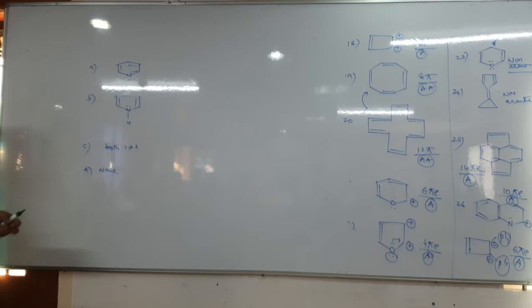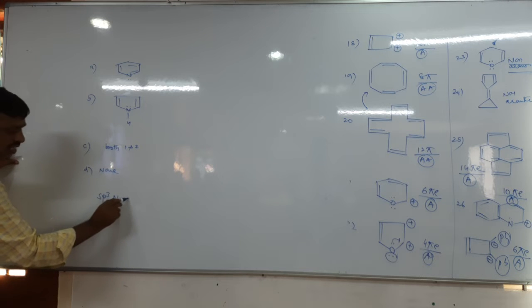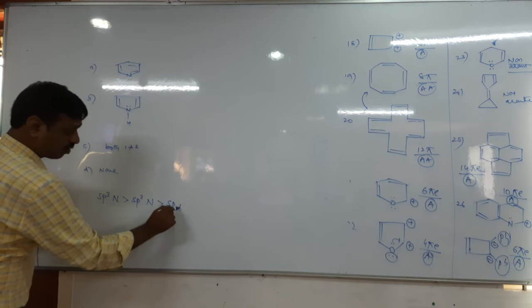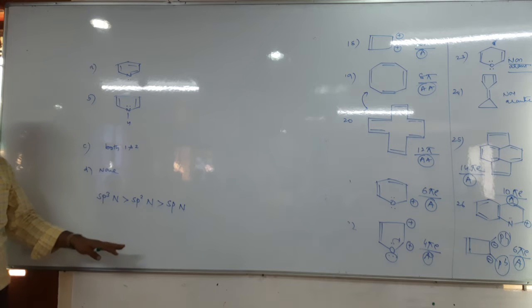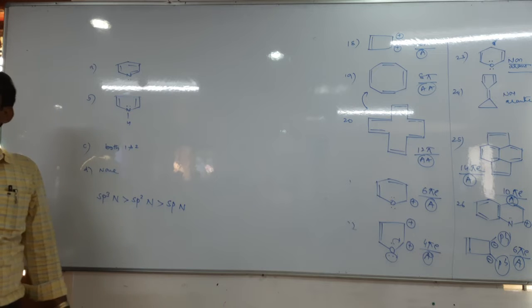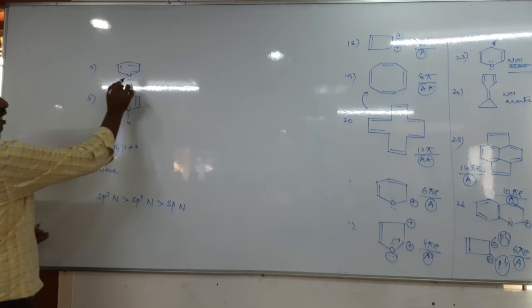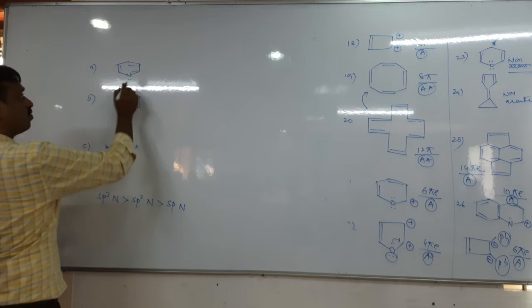Okay, in basic nature we have studied sp3 nitrogen is more basic than sp2 nitrogen, which is more basic than sp nitrogen. Because as electronegativity increases, basic strength decreases. As electronegativity increases, acidic strength increases. Now tell me first, you calculate this. What is the hybridization of this nitrogen?